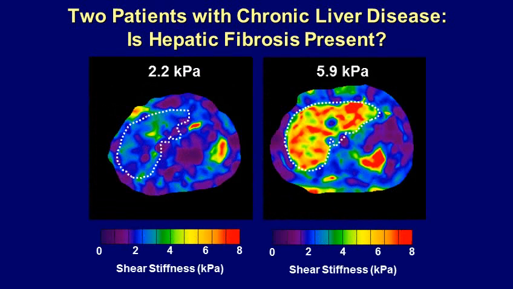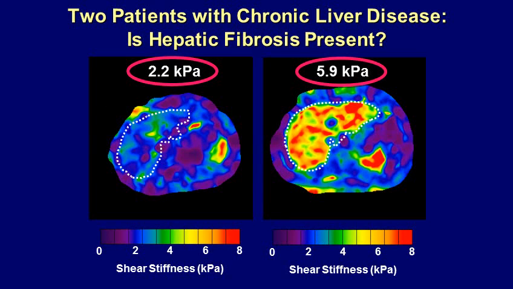Here are the elastograms, and you can see that this patient has a normal liver stiffness of about 2.2 kilopascals, whereas this patient has a very stiff liver, nearly 3 times normal, and biopsy proved that the patient has advanced fibrosis.